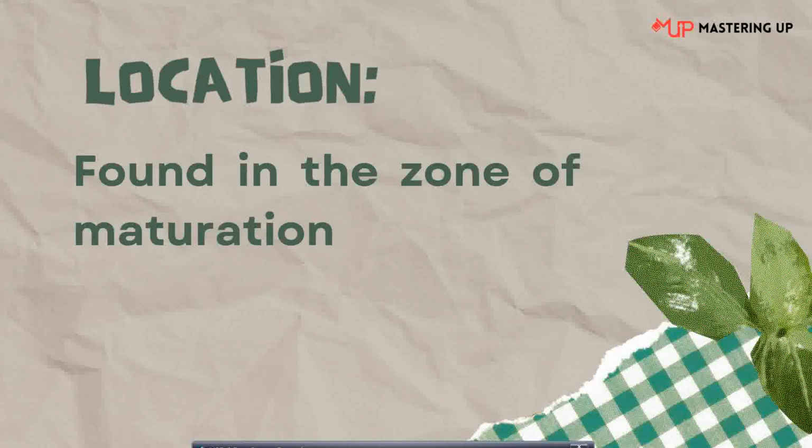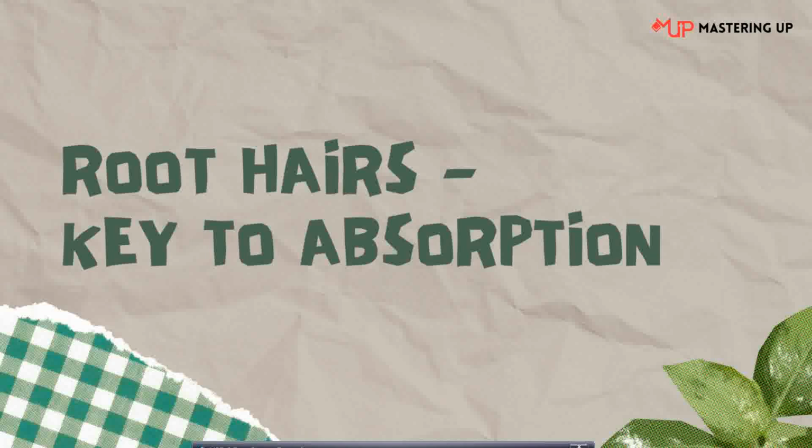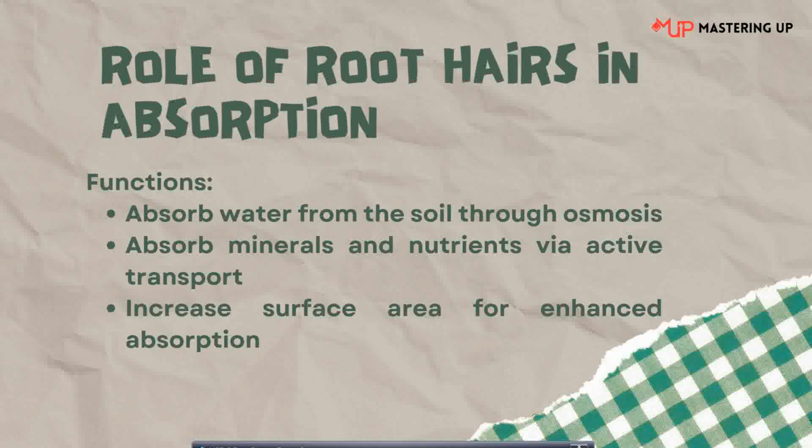Now location. The root hair is found in the zone of maturation. These things we discussed in the previous slides. Now root hairs are the key to absorption. I told you the root hairs are the structures that perform the absorption. So, the role of root hairs in absorption function.